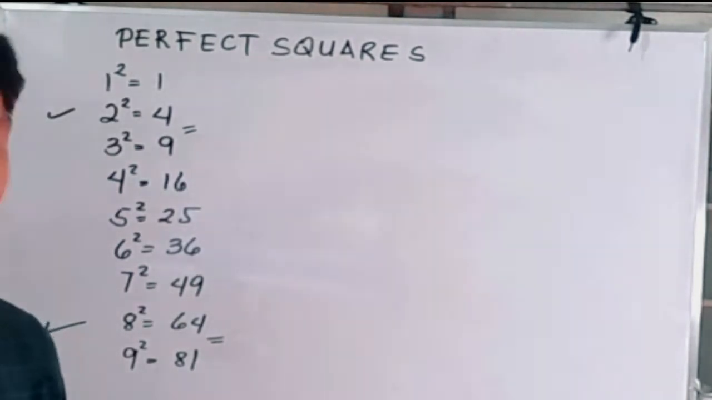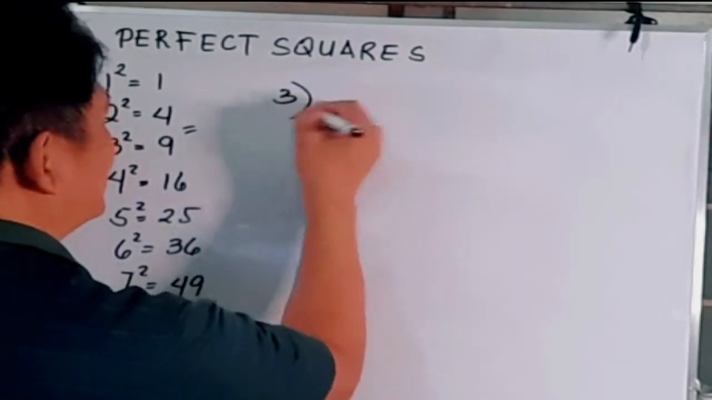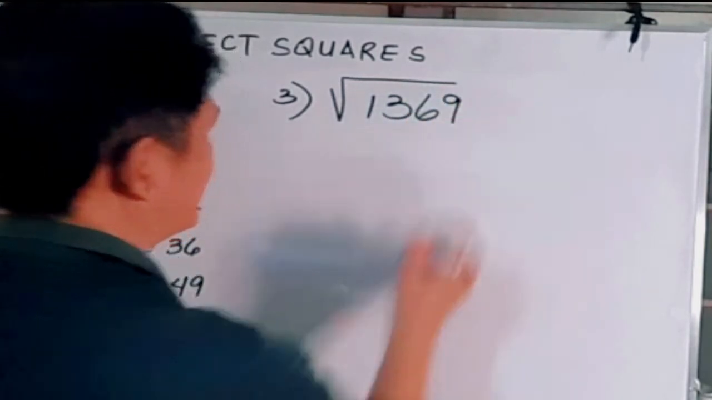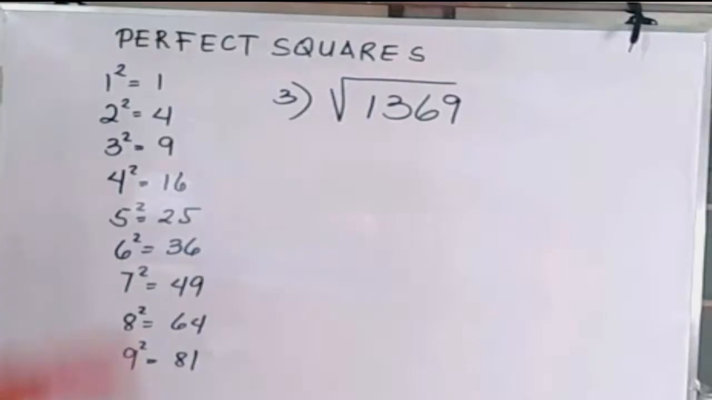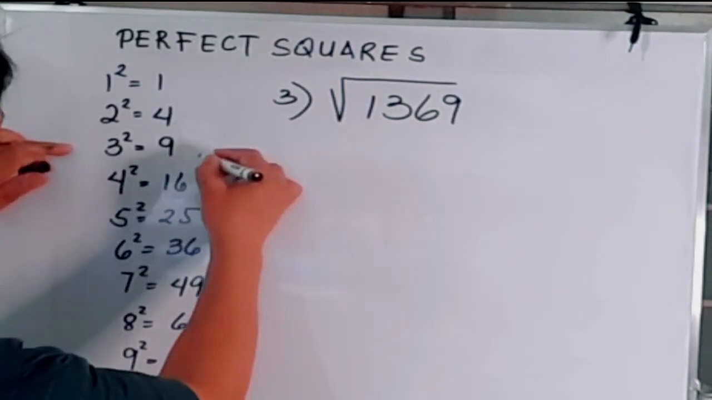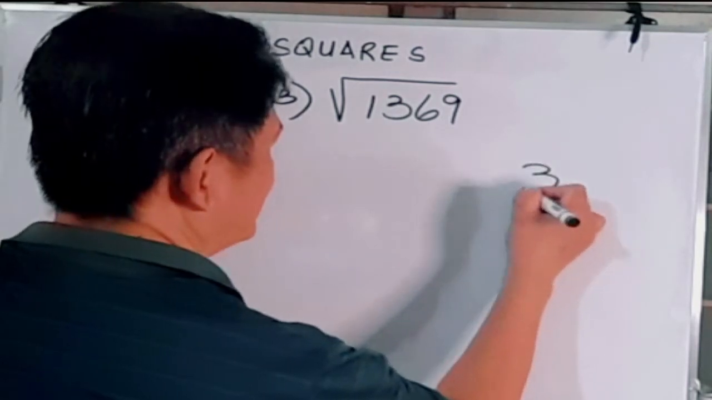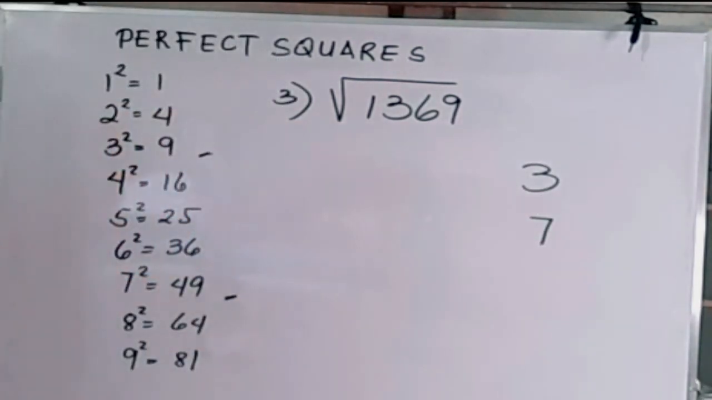Let's take another example. Let's take example number 3. Find the square root of 1369. Your last digit is 9. And from our reference numbers, your 9 is 3 squared and 7 squared is 49. That means the last digit of your answer is either 3 or 7. So again, let's cross that out.